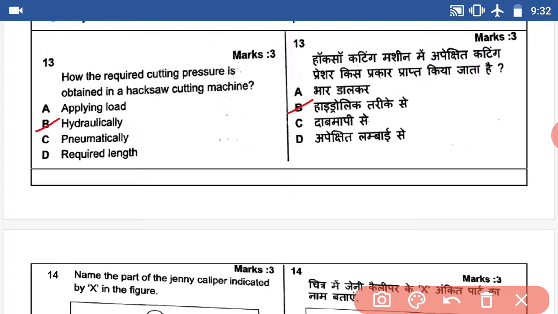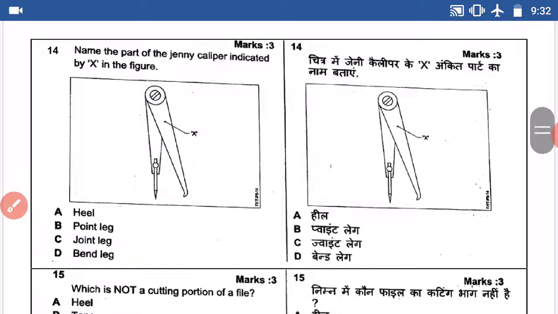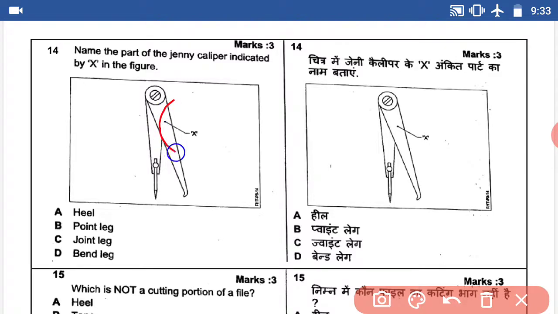Question number 14. Name the part of the vernier caliper indicated by X in the figure. So this part, leg and heel. Vernier caliper has two parts: one leg, bent leg, and other heel. So X part name is heel. Answer A.